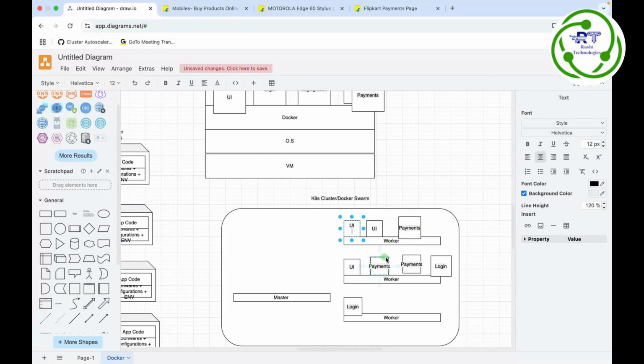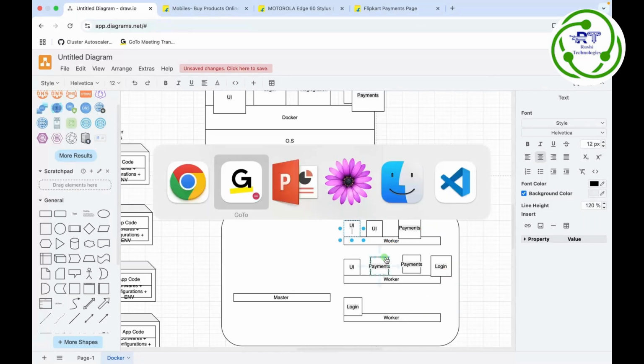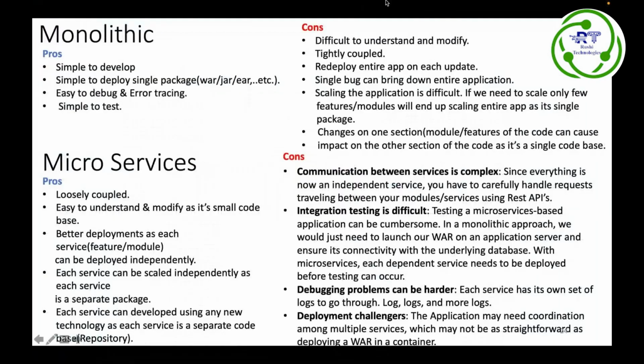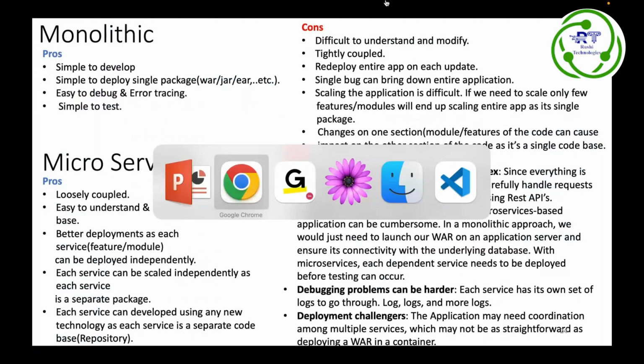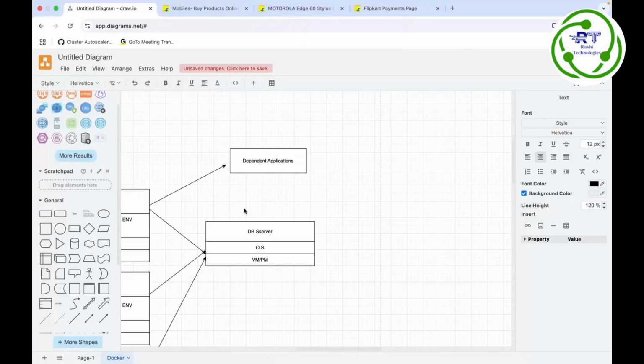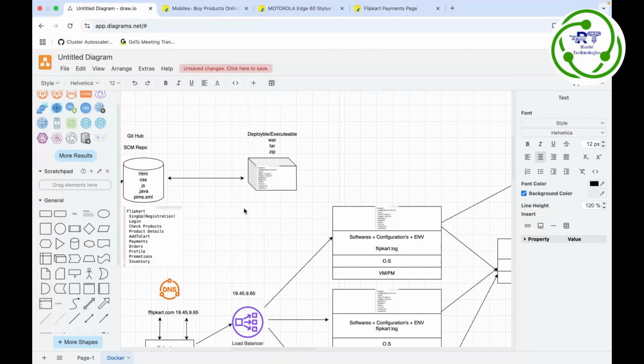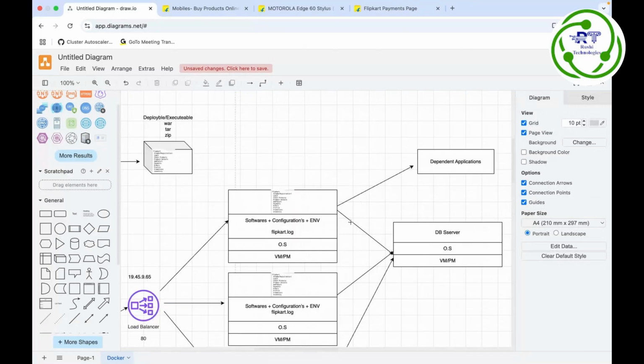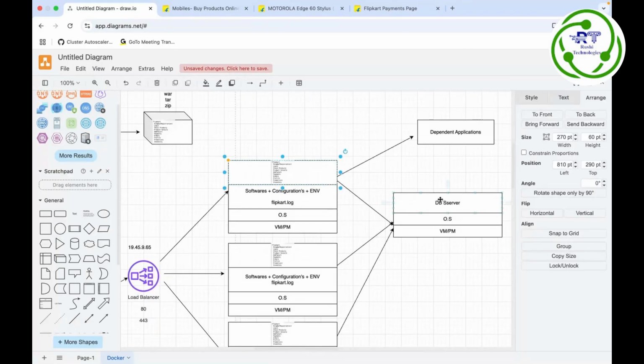And one more important point here: integration testing is difficult. Testing a microservice based application is cumbersome and difficult. In monolithic architecture, it was simple, right? Everything is in the same code. You build this package, deploy one package on some servers, and make sure it has a network connection with a database. So you can test end to end.